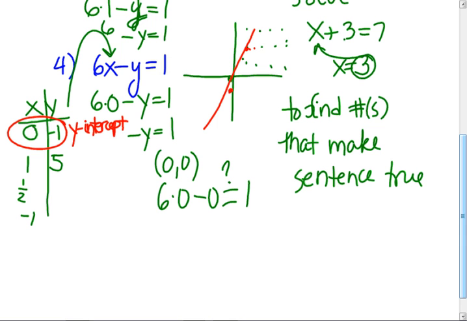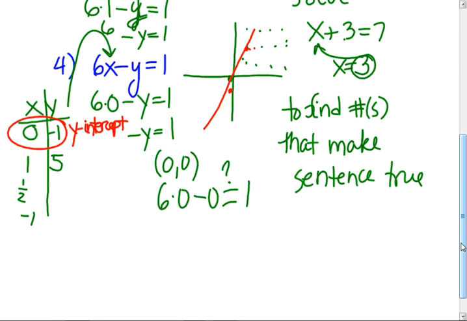My board's a little off, sorry. That's it. So that's what I'm trying to do. I'm trying to find a way to list all these ordered pairs. There's too many of them. So I have to make a picture. That's what a graph is. Did you know that? A graph is just a picture of all the ordered pairs that make that sentence true. I can't list them all. It's impossible.